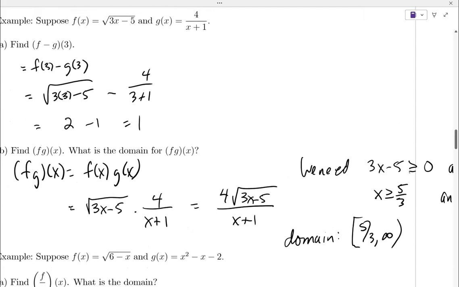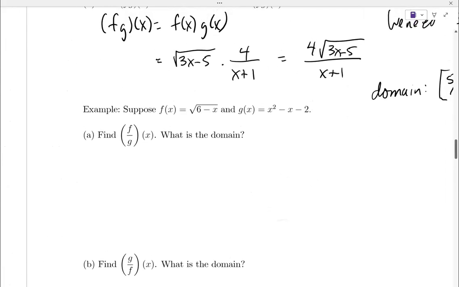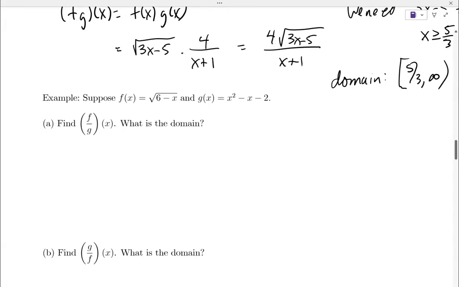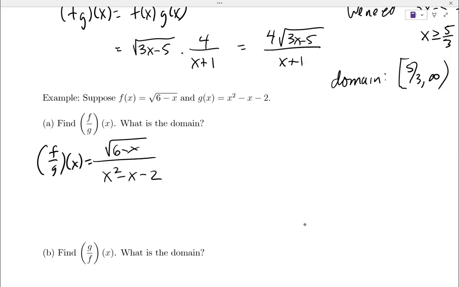Let's do the next one here together as well. The first one asks you to find f over g of x. What would f over g of x equal in this case? Good. Yep. So our f of x is square root of 6 minus x. Our g of x is x squared minus x minus 2. We're just doing whatever the f is over whatever the g is.